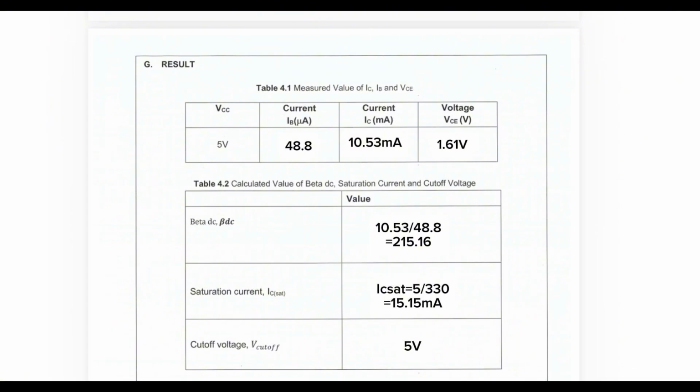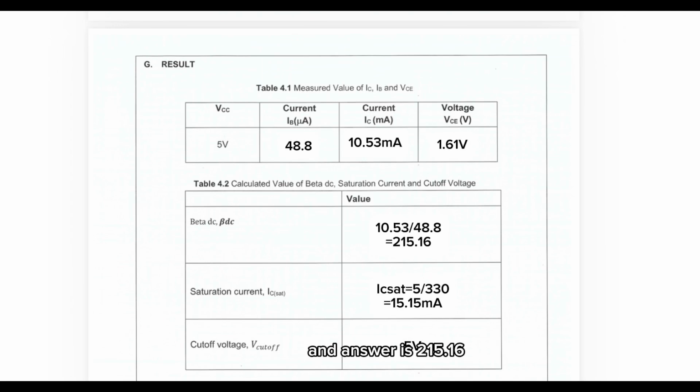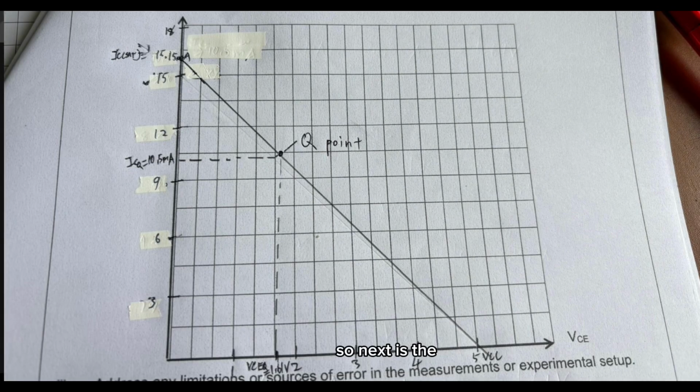Calculation of beta DC, also known as the current gain, represents the ratio of the collector current IC. The calculation step is from table 4.2. Beta is IC divided by IB. The calculation is 10.5 milliampere divided by 48.8 microampere, and the answer is 215.16.